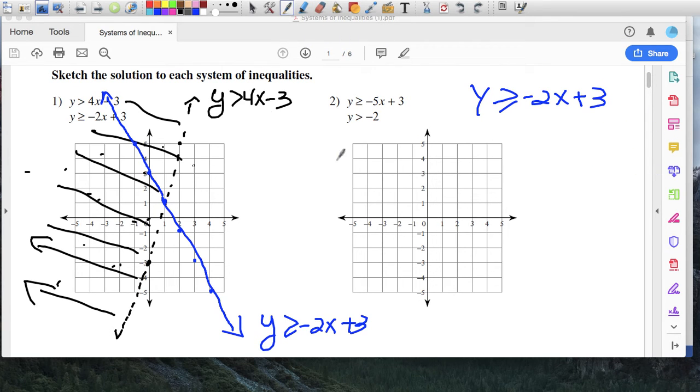Now we've got to do our test, so use 0, 0. We're focused on the blue line, so 0 greater than negative 2 times 0 plus 3, 0 is greater than 3. Is that true? Obviously 0 is not greater than 3, so this test point 0, 0 did not work, and 0, 0 is to the left of the blue line, so we want to go that way.